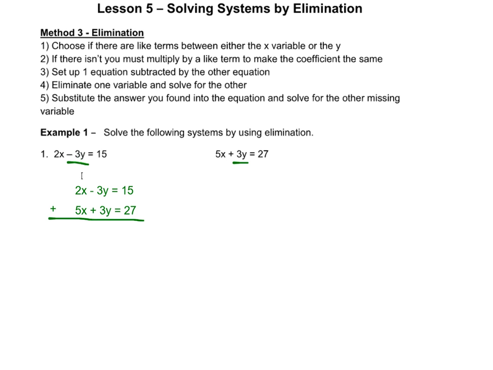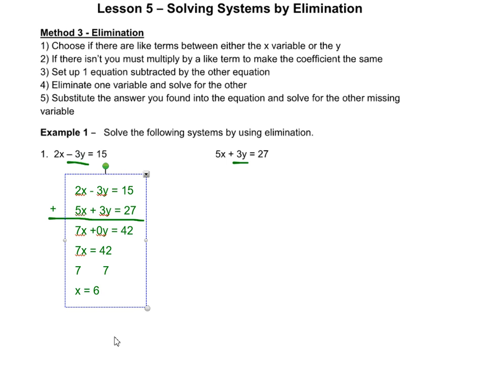So when I add them together, I have 2x plus 5x is 7x. -3y plus +3y gives me a 0y. And 15 plus 27 is going to give me 42. Now I can take this equation that I have here and I can solve. So I have 7x is equal to 42. I can divide both sides by 7. And I'm going to get x is equal to 6.